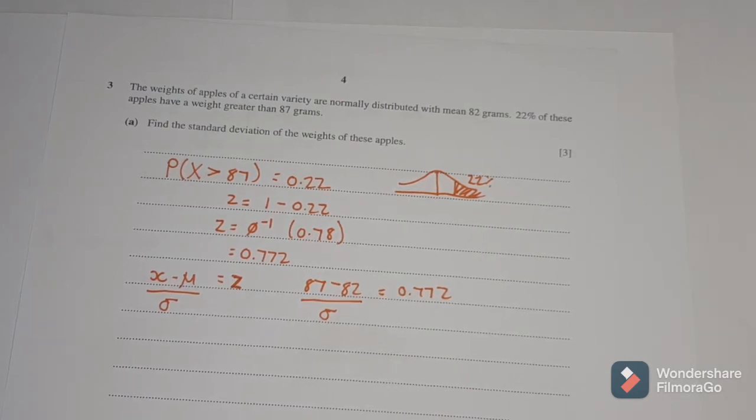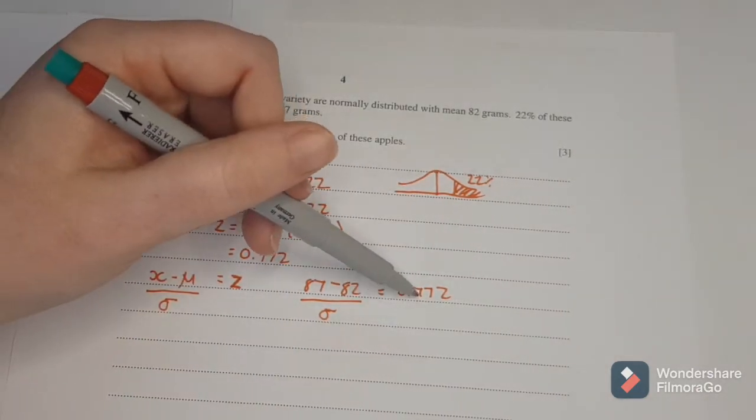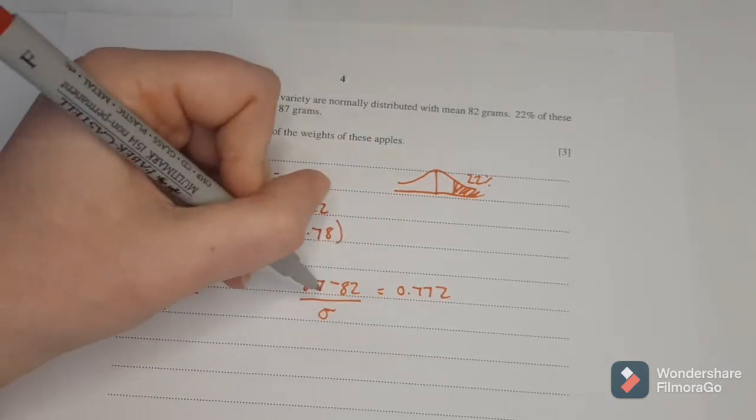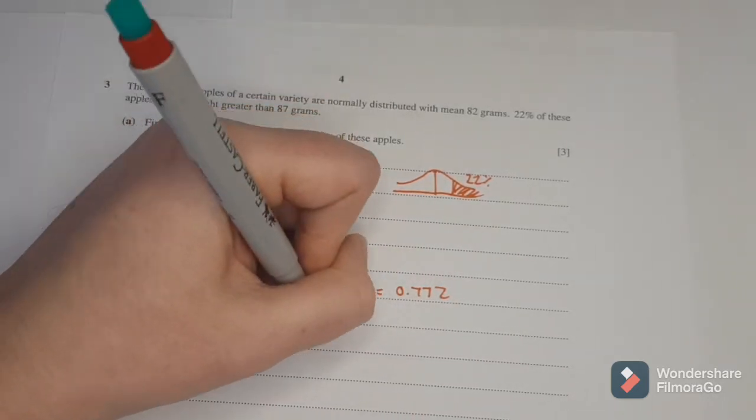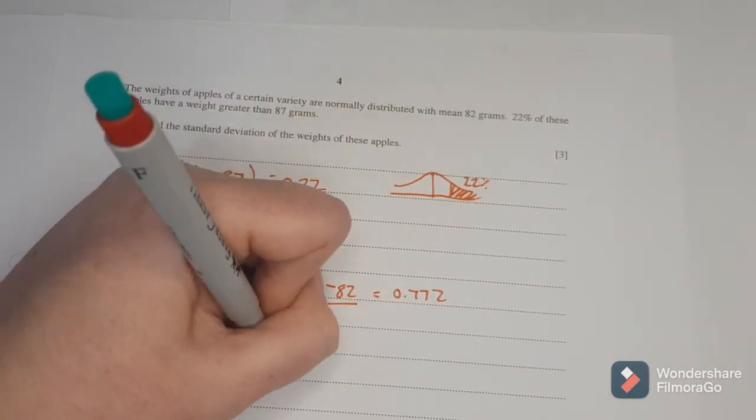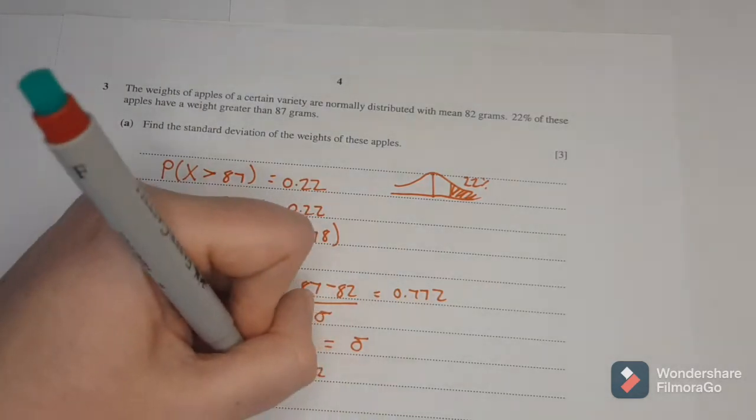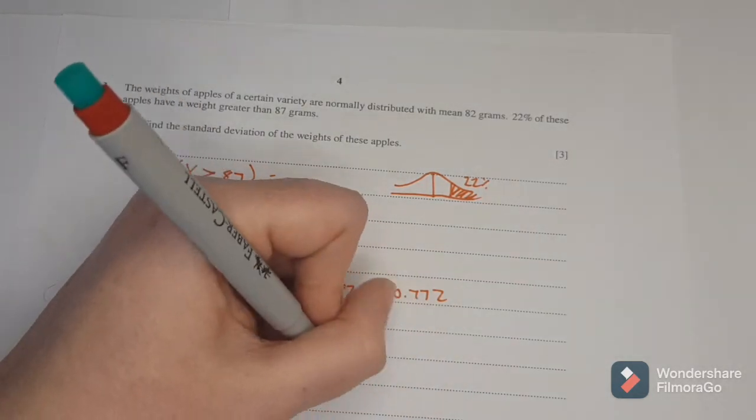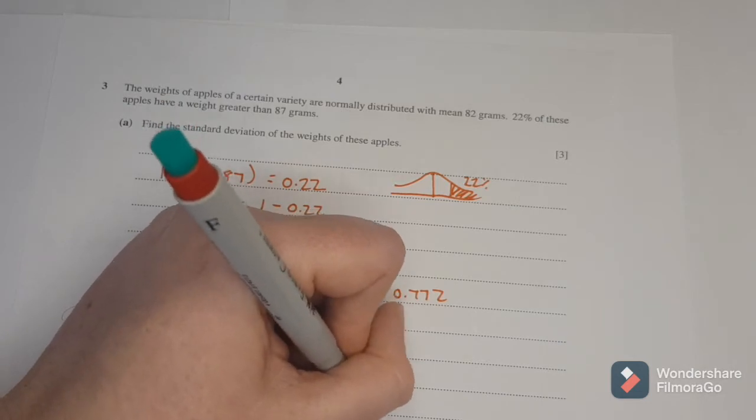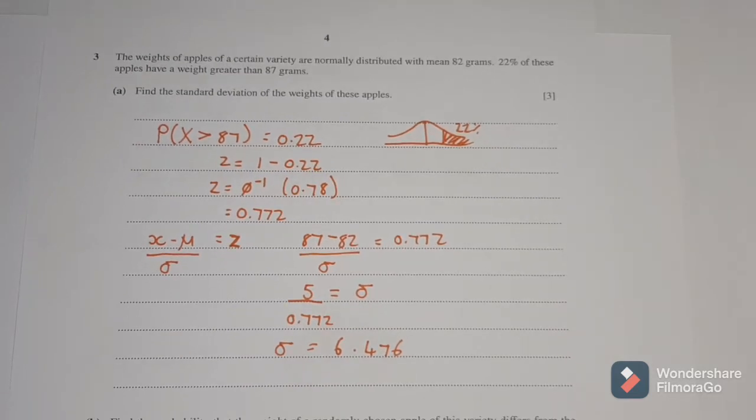So now I can solve for the standard deviation. In order to solve for the standard deviation, I can switch those around. 87 minus 82 works out to 5. Okay, and if I swap those two, it means 5 over 0.772 equals the standard deviation. So that means that my standard deviation works out to 6.476.